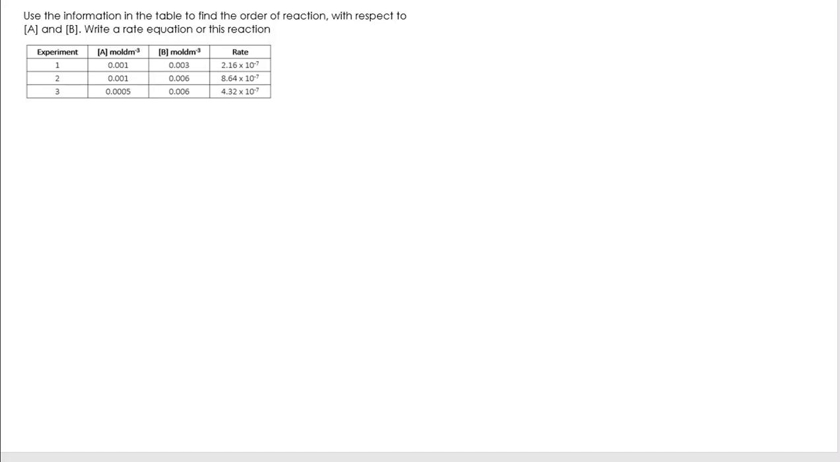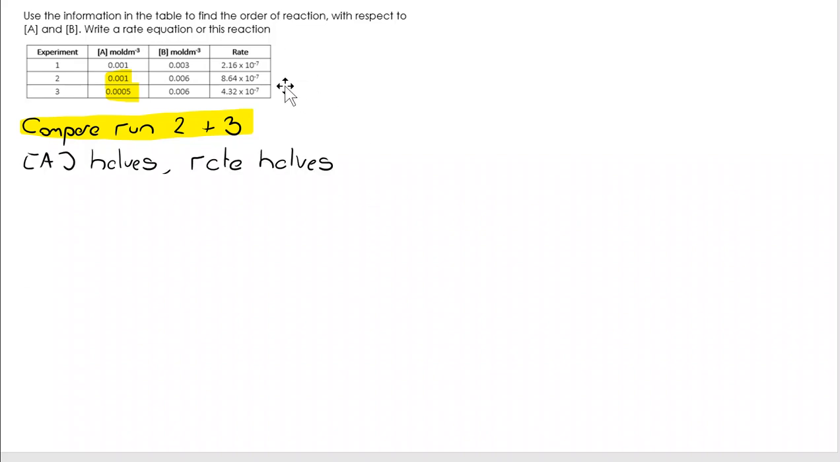Well, the key to this is comparing runs or experiments where only one thing has changed. So if I look at experiments 2 and 3, where you can see that I have halved my concentration of A, I then want to look at what impact that has had on rate. And you can see that's gone from 8.64 × 10^-7 to 4.32 × 10^-7. It's halved. So that's directly proportional. And that tells me that this is first order with respect to A.